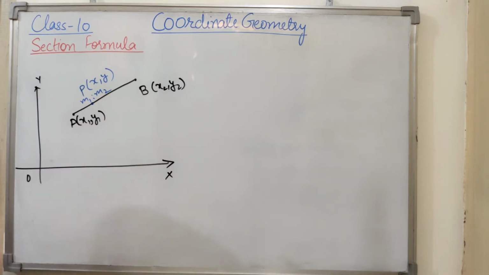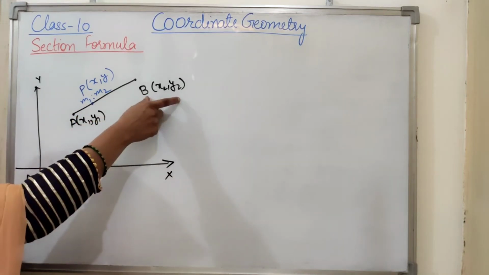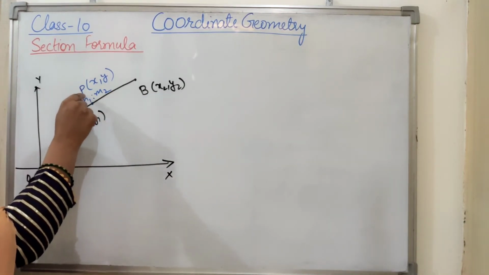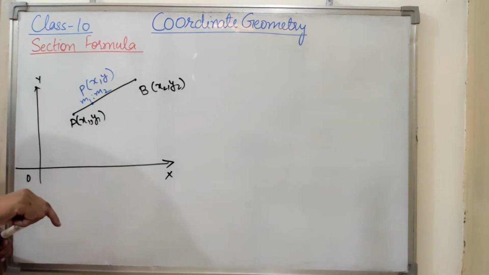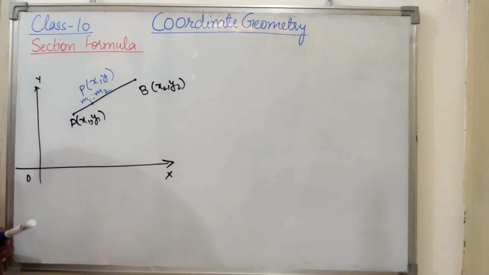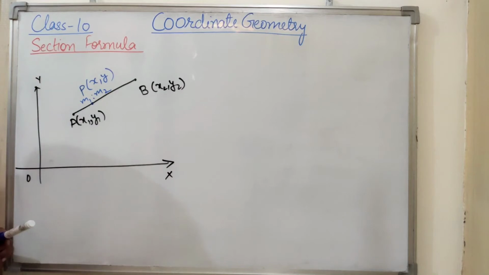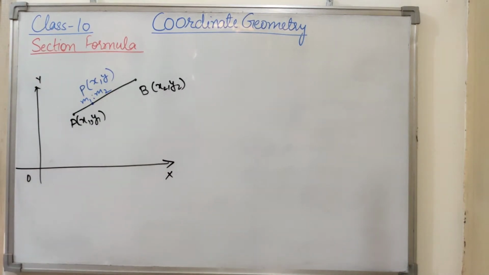Now what will be there? I am given this point and this point and the ratio in which the point divides this segment. These things are given to me. I am interested in this x and y. What are we interested in? We are interested in this point P. Clear? Now after this, again the same process we will do here.